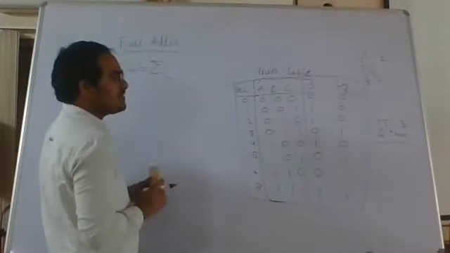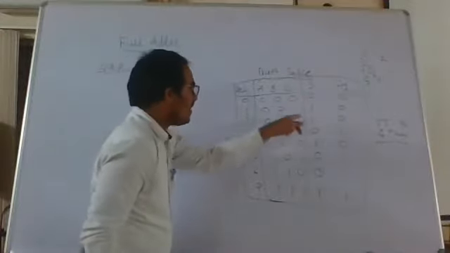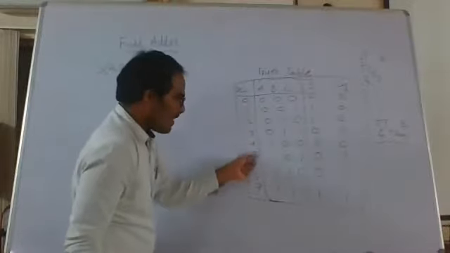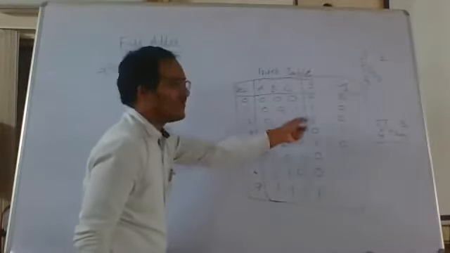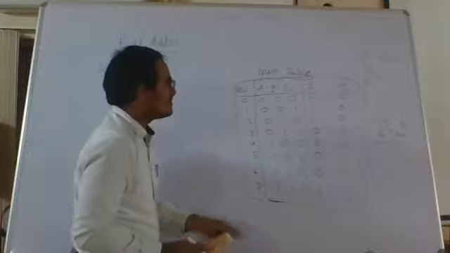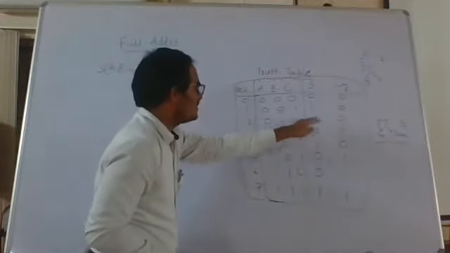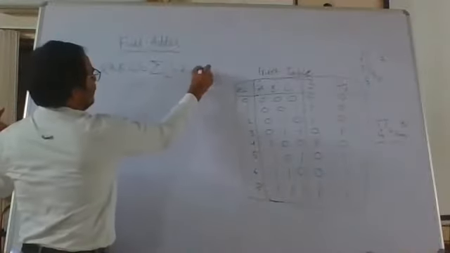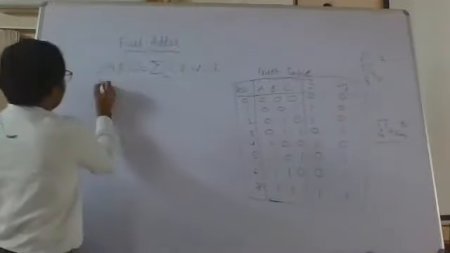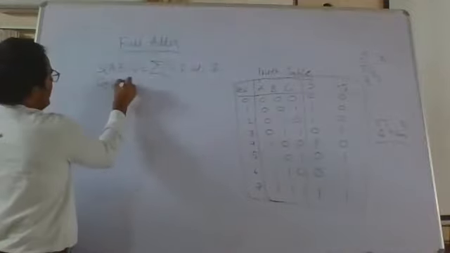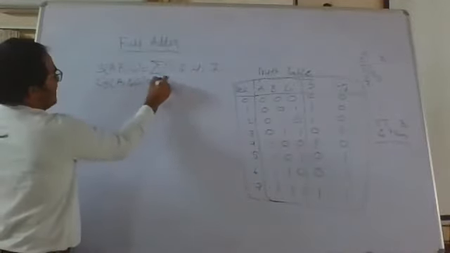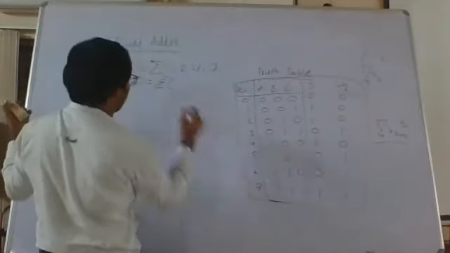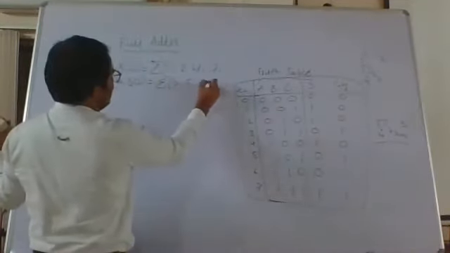So what do minterms mean? The input combinations for which the output value is 1 are called minterms. Under the sum we have 1, 2, 4, 7. And under the carry, A, B, Ci can be written as sigma of 3, 5, 6 and 7.